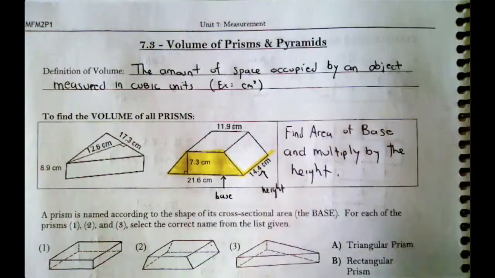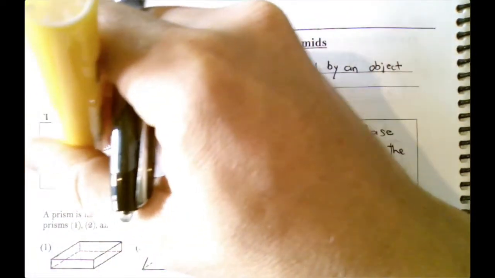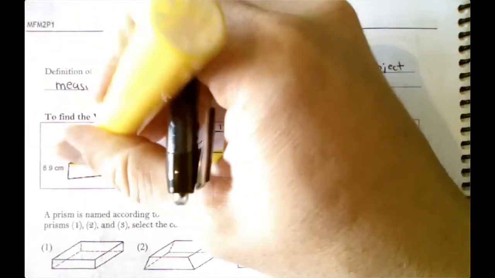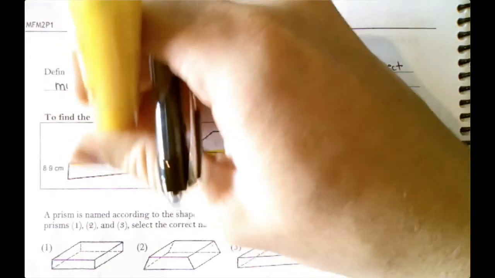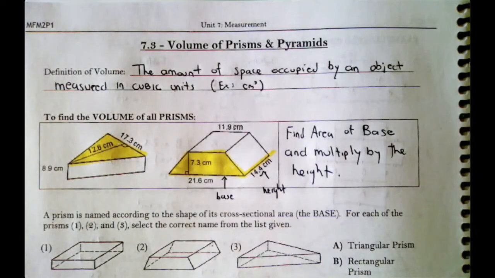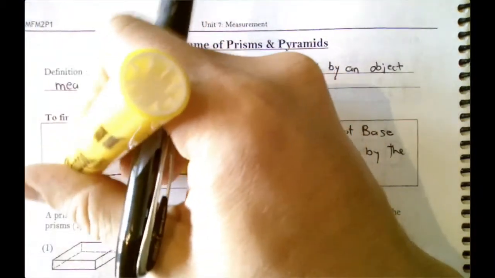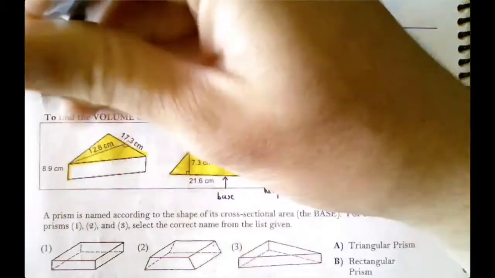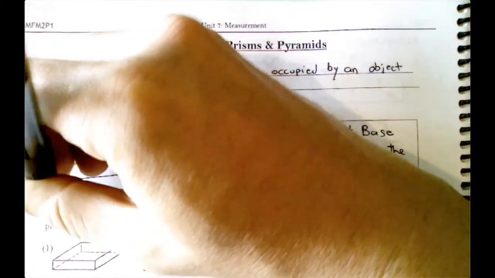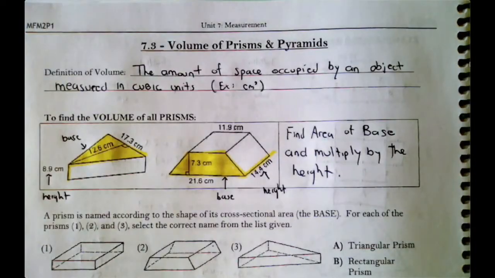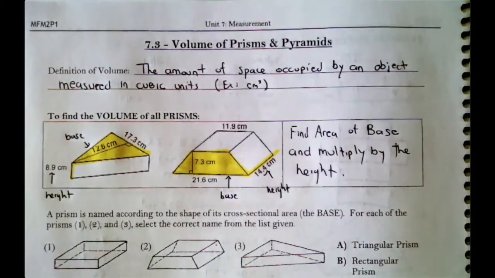The shape on the left, the base, is actually this triangle. Because what we've done is we've extended this triangle down into space 8.9 centimeters. So our triangle is the base, and 8.9 is the height. So if we can find the area of these two base shapes, we just have to multiply by the height number, and then we get the volume.